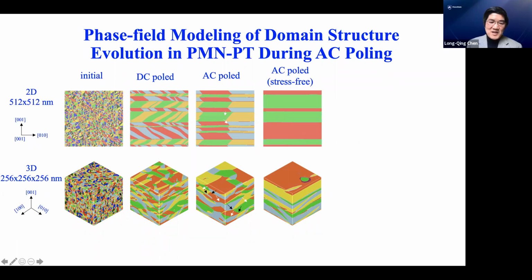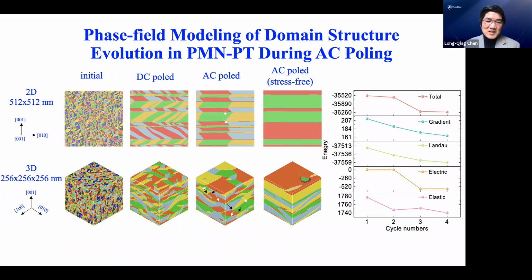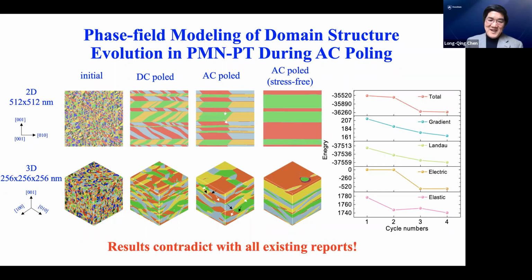And this is the corresponding 3D. During the simulation, we can also show the different energetic contributions, most of which are actually decreasing. So it is indeed the way it should happen based on thermodynamics: the domains should be getting bigger. So this is totally different from the existing experimental observation.